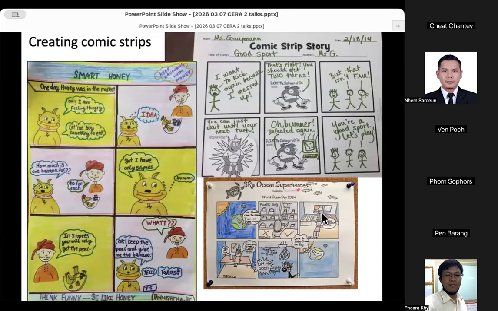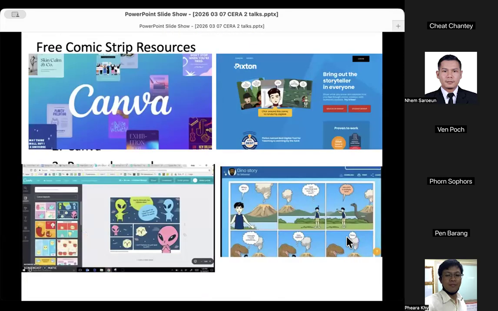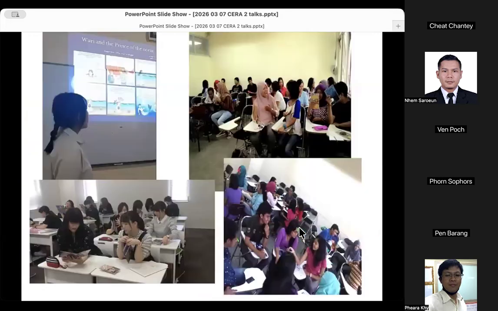Another thing you can do is comic strips. Students can make a comic strip to tell the story. They could even use online tools like Canva. Canva has lovely tools for you to use. And the students can create a story or a variation on the story that they read and then present it to the class. Students can also discuss after the reading.